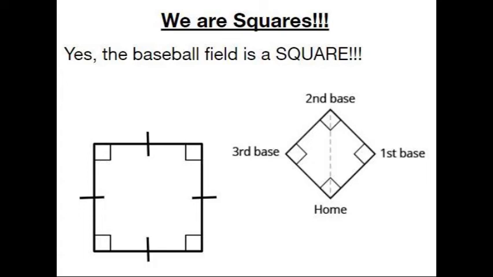I just threw you for a loop when I said the baseball diamond is a square. Well, its most specific name is a square. It's also a rhombus, technically. You saw it on one of our last screens when we talked about rhombuses or rhombi. But its most specific name is square because it has all of the square's attributes.